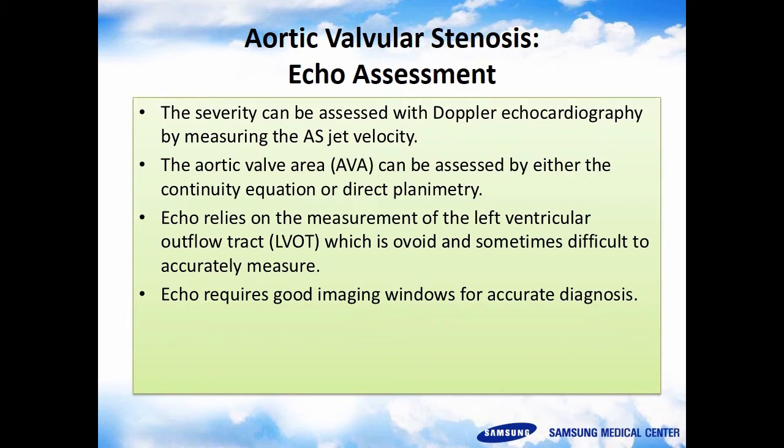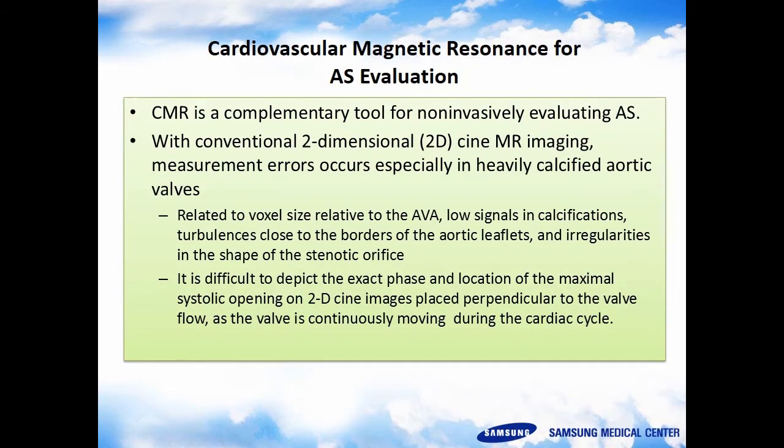Echo relies on the measurement of the left ventricular outflow tract, which is ovoid and sometimes difficult to measure accurately. Echo requires good imaging windows for accurate diagnosis. CMR is a complementary tool for non-invasively evaluating AS.